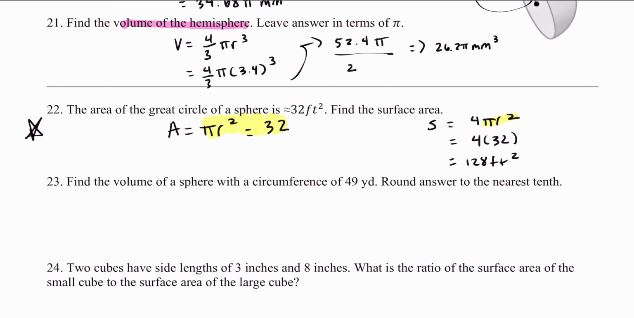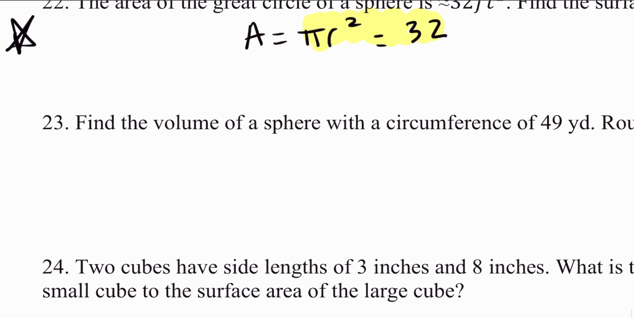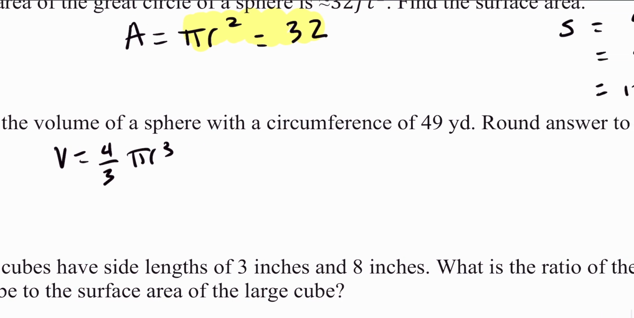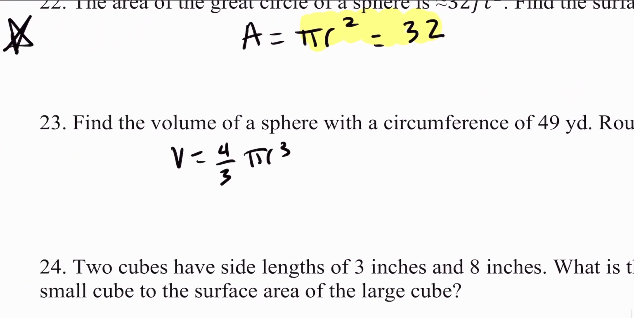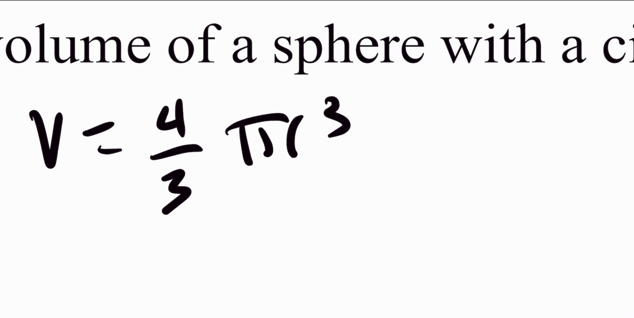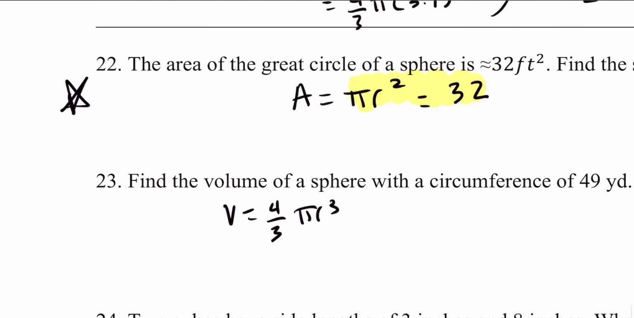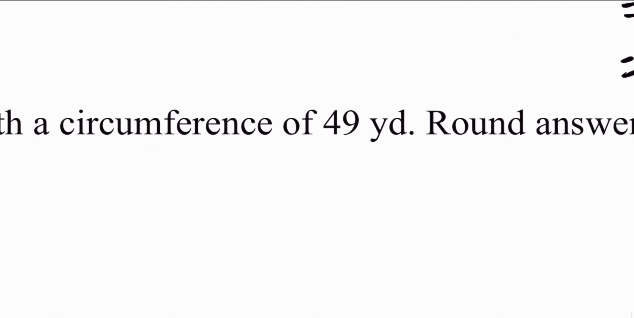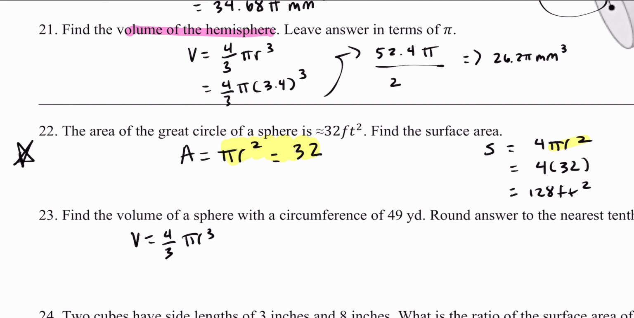Okay, 23. Find the volume of a sphere with the circumference of 49 yards. Round your answer to the nearest tenth. Alright, so the volume of the sphere formula is 4/3 pi r cubed. But what's our issue? I'm gonna look at the word problem. Does it tell me what the radius is? Because I do need the radius in order to figure out what the volume of this particular sphere is. I do not have the radius at all. But what it tells me is that we have a circumference of 49 yards.